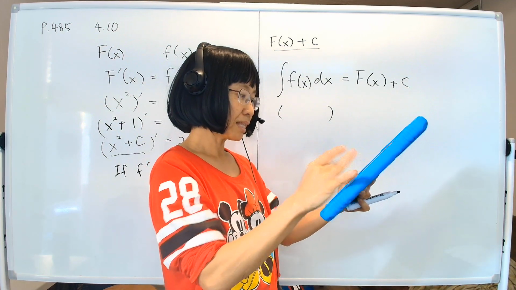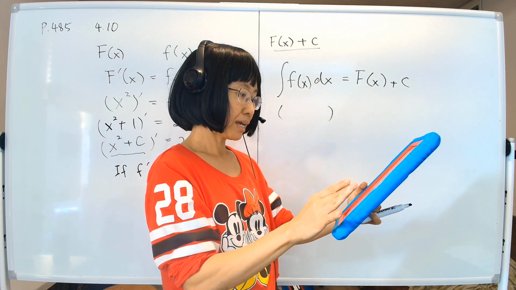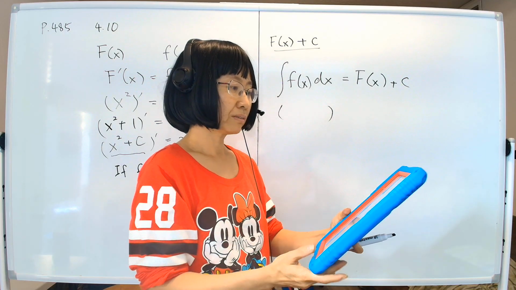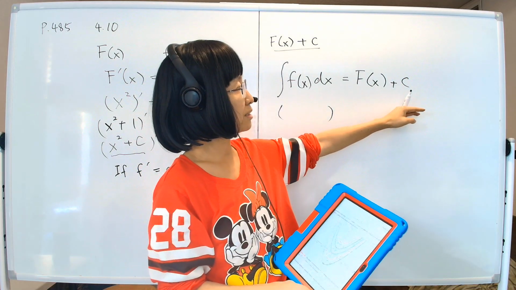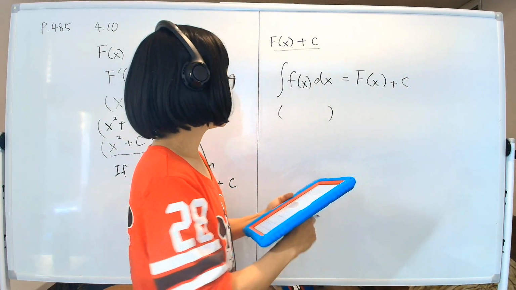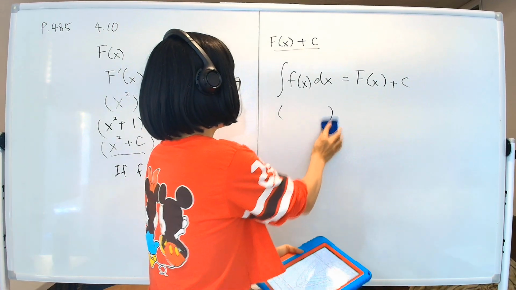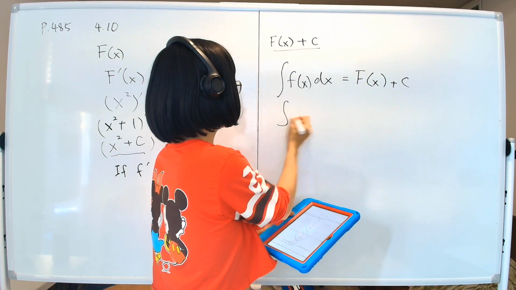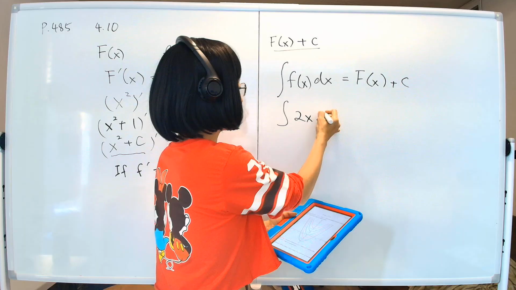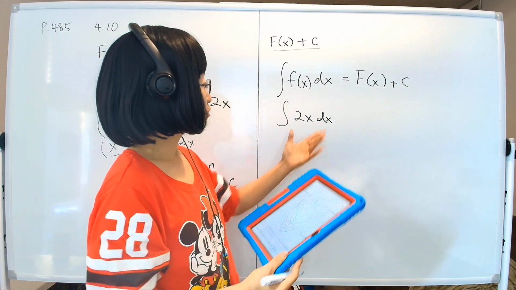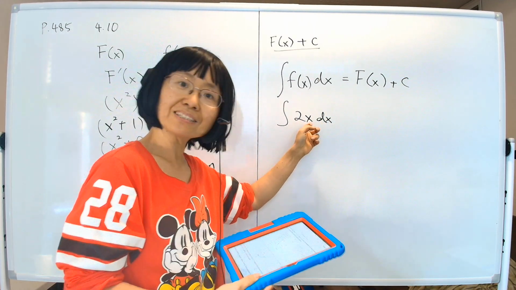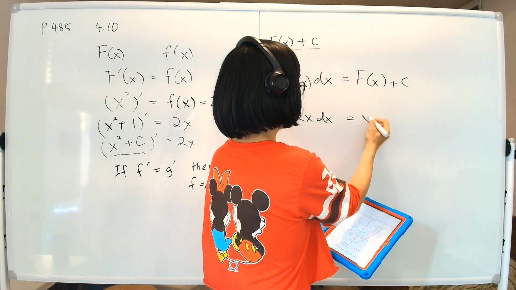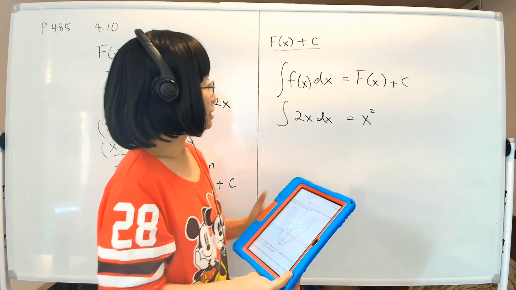So having said that, let's look at something. For example, to emphasize the concept that there's a c there, let's say we want to take the indefinite integral of a simple function such as f of x equals 2x, dx. So what kind of function becomes 2x when you take the derivative? Well, the answer is simply x squared, right? So that is equal to x squared.